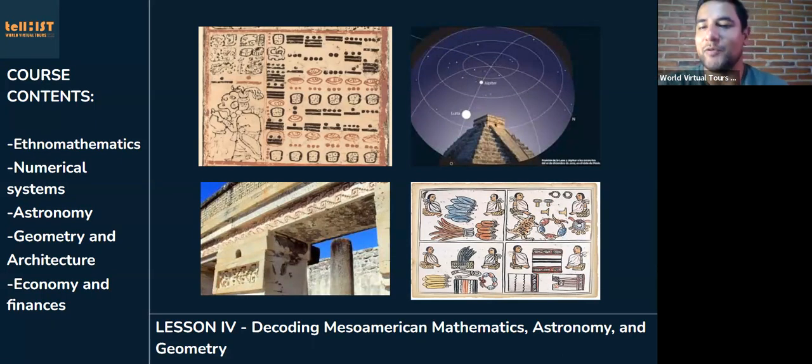And today we are also going to speak and learn about the economy and finances and other topics too, other things related to the mathematics. This class will be a bit more like a fun fact summary of the knowledge, the Mesoamerican knowledge, also related to mathematics.